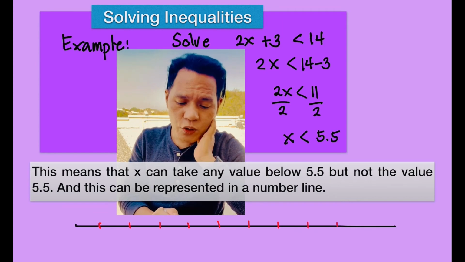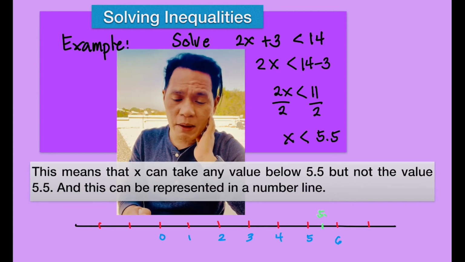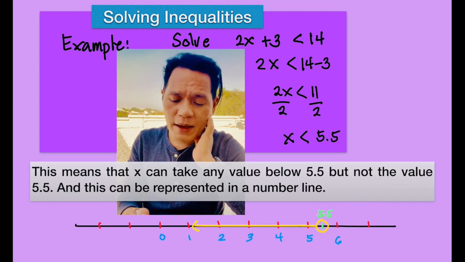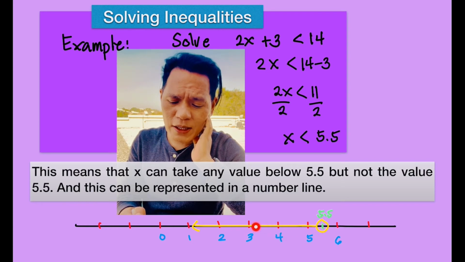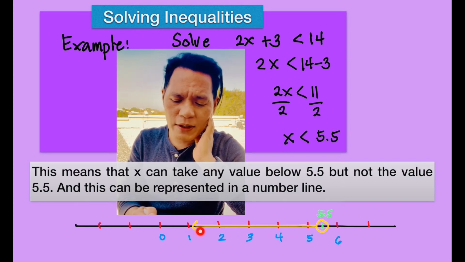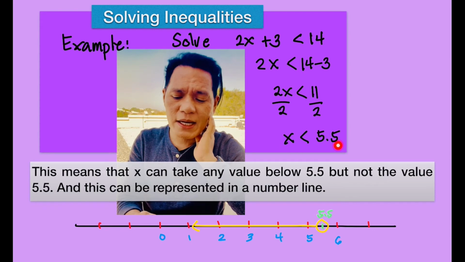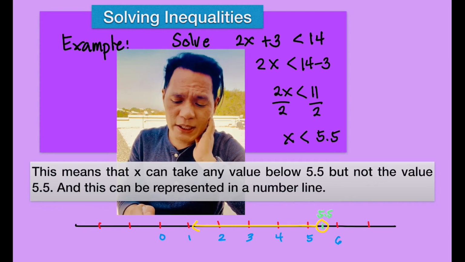So I'm just showing you here from 0 to 6. I'm pointing out here in the number line 5.5, which is between 5 and 6. And then I'm putting a circle, but without shading the one inside the circle. And then look at the yellow part there, going to the left side because it says here less than. Okay, so this is the solution of this given inequality in a number line.